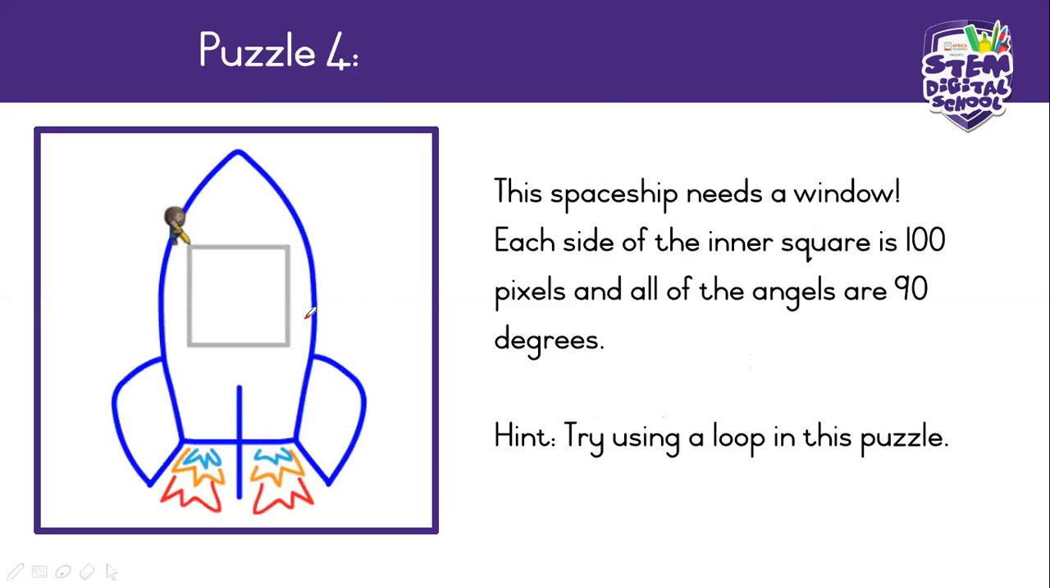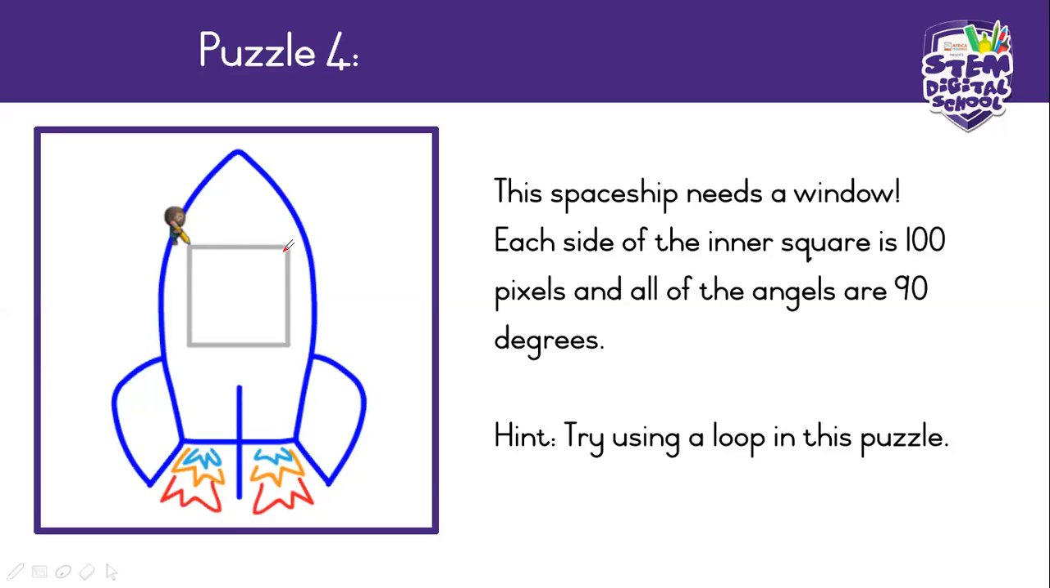This is going to be puzzle 4. It's the same. Now you have to draw the whole square. This spaceship needs a window. Each side of the inner square of this one is 100 pixels. So this is 100 pixels.